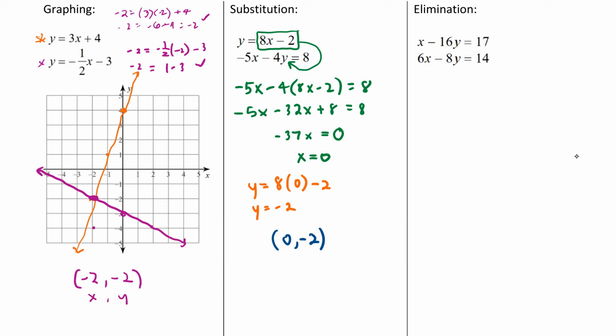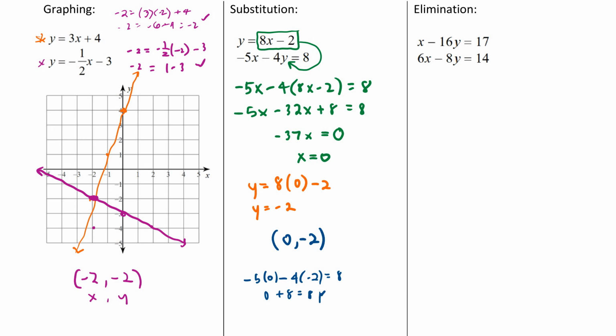Again, I can double check it. I know that it works in that first equation, in the top equation, because I just solved it that way. So I need to check to see if it works in the bottom equation. So I'll plug in 0 for x. I'll plug in negative 2 for y. And let's just see, this is going to equal 0. Negative 4 times negative 2 is positive 8 equals 8.